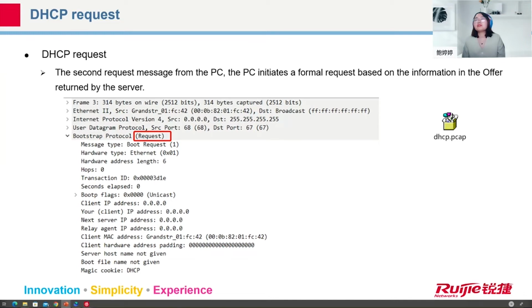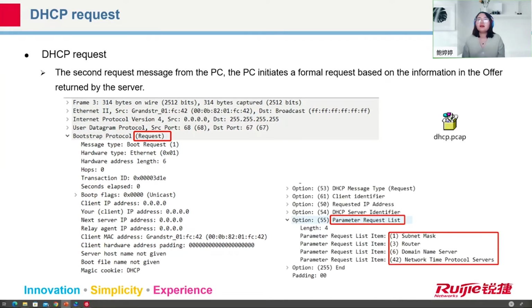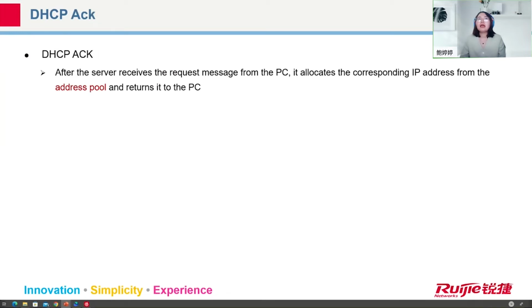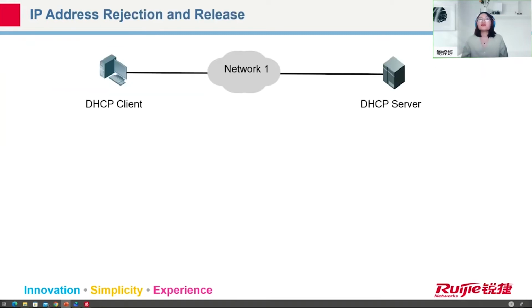But the type will become the request. And I will use this information, which IP address I will use, 192.168, something like this. And then the server will give a reply. Give a reply means I will tell you which IP address has already been used, and I have the IP address pool, I also will record it. So this is the process of the packet exchange.